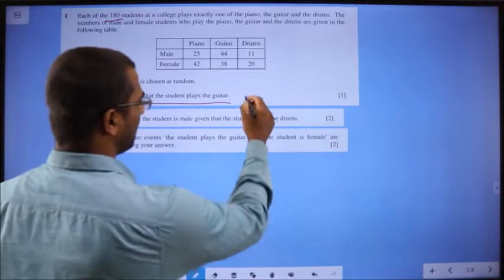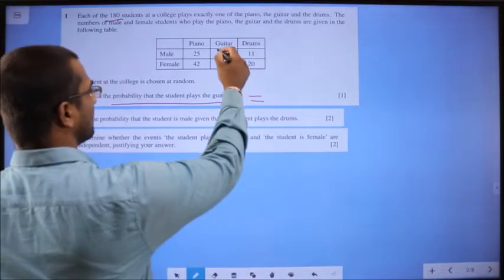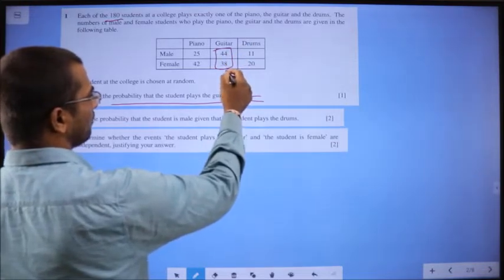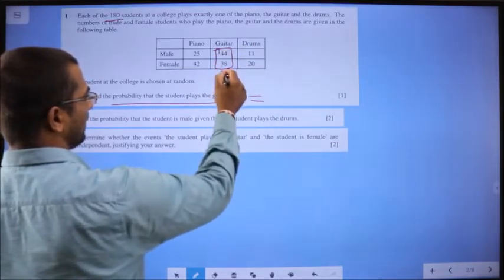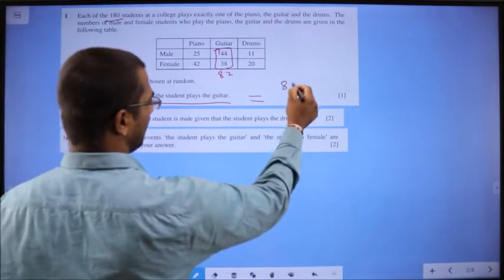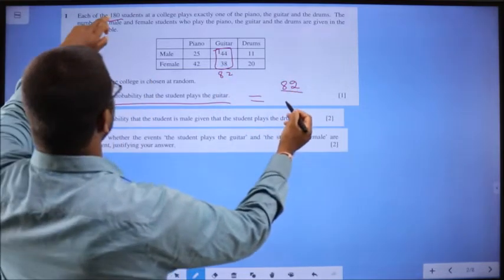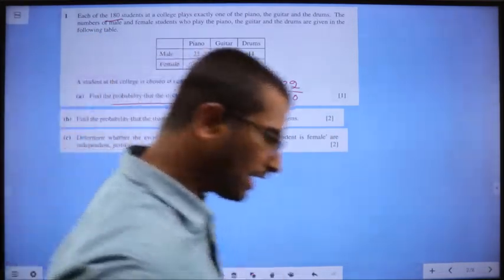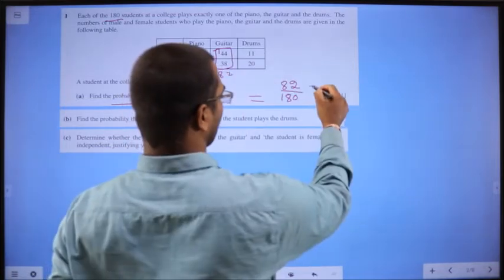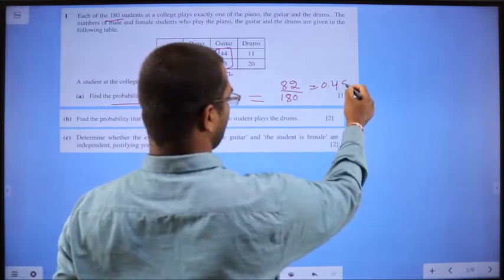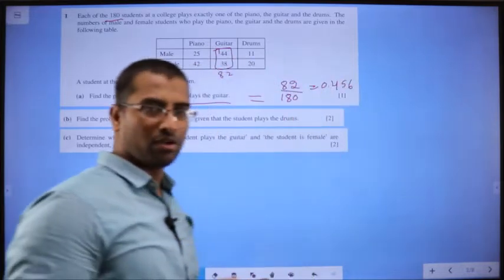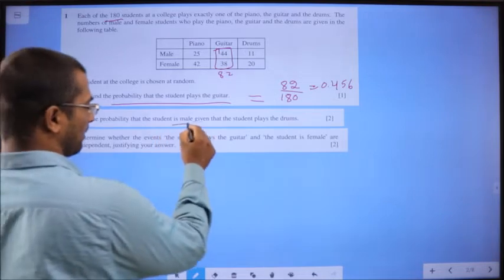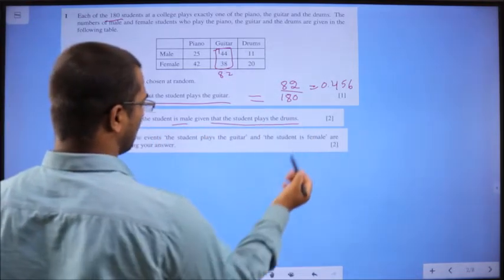So how many of them are playing guitar? Add these: 42 plus 40 is 82. So it is 82 by the total, which is given to be 180. That will give you 0.456.